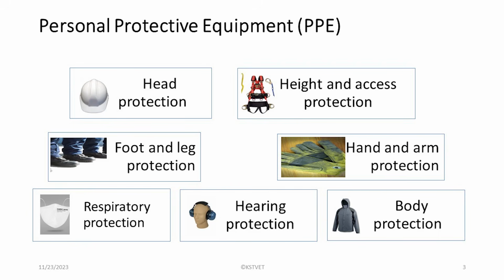The first PPE is head protection. The head is a vital body part and should thus be protected from injury against falling objects. An example of a head protection equipment is the helmet. We also have height and access protection. Let me ask a question. What is the function of height and access protection?